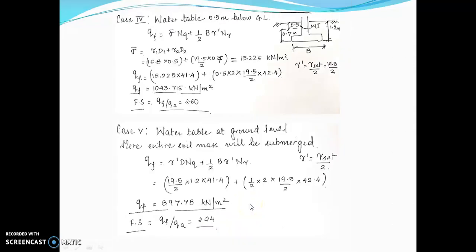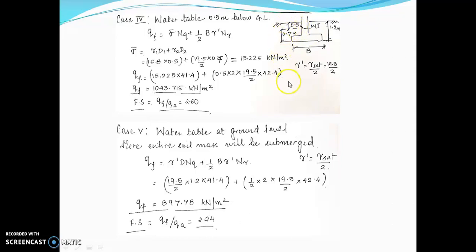Case 4 is when the water table is at 0.5 meters below ground level. Just as I was discussing, in the previous case it was somewhere in between here. Now let's say the water level goes up above the footing. It's not going right on top, it's somewhere in between. So this 0.5 meters above the water table is going to be dry.